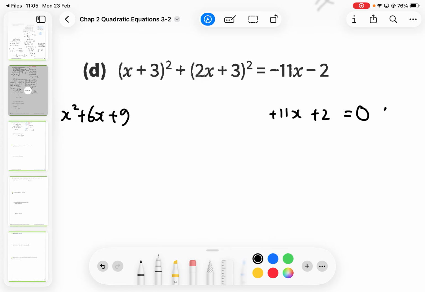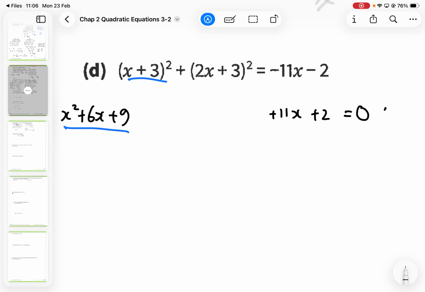Okay, I use the identity, then I can do a bit faster. If you cannot use the identity, you go and do your rainbow on the two brackets. Okay, so this one also same. I know the identity, so I do a bit faster.